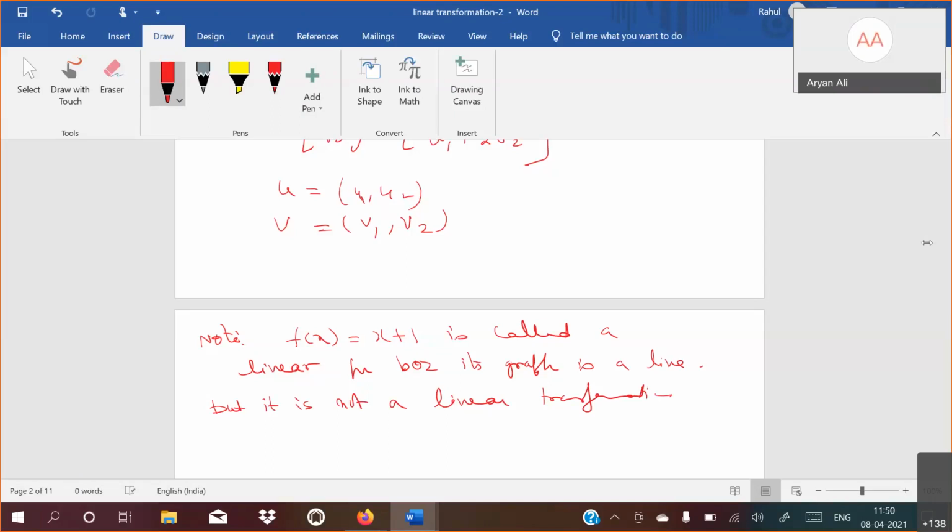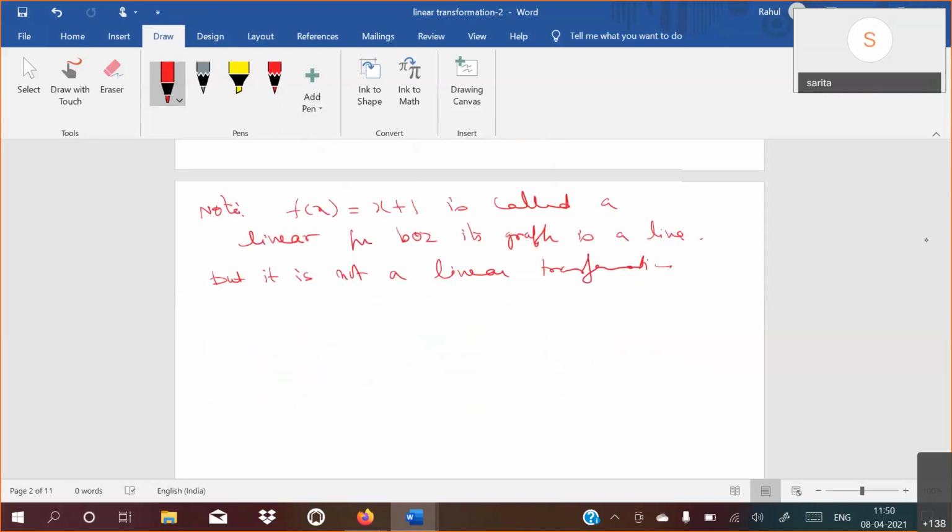Ma'am, the first property is not satisfied. Yeah, because if you take this, then the first property is not satisfied. Therefore, it is actually a linear function, but it's not a linear transformation.